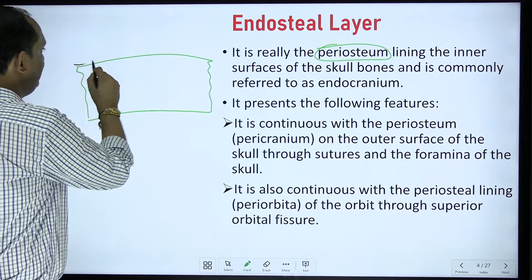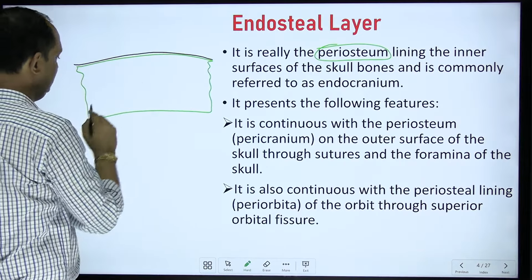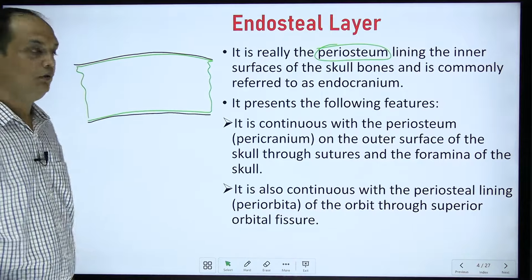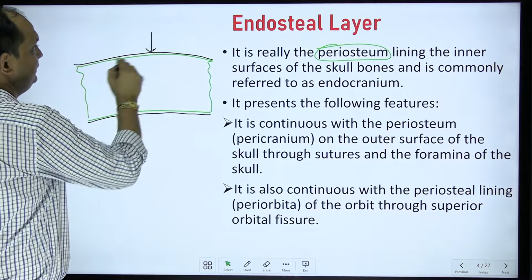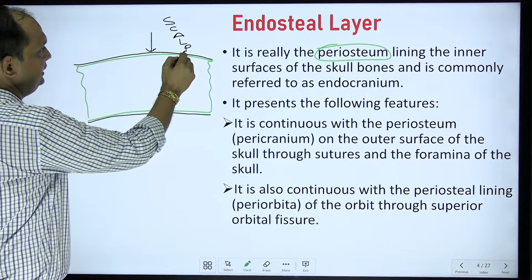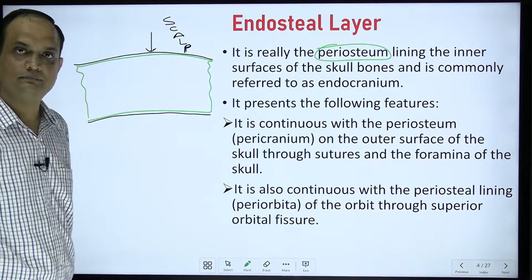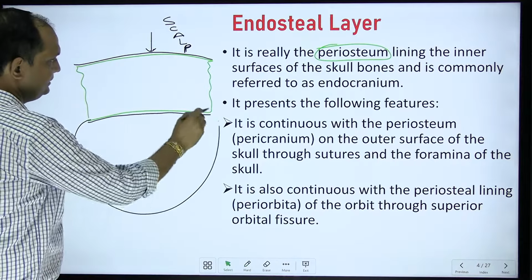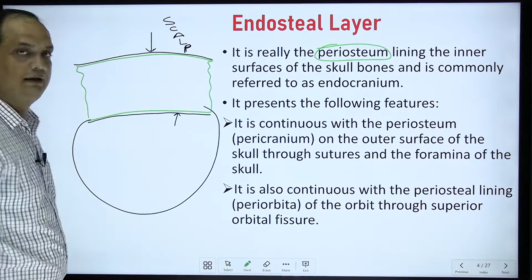So ye aapki bahar ki layer hai, this is the outer layer, aur ye aapki andar ki layer hai, this is the inner layer. Now what is this outer layer known as? When you have the five layers of scalp, this is the innermost layer, that P stands for pericranium. And when you see inside the cranial cavity, this is the layer which is again the periosteum.